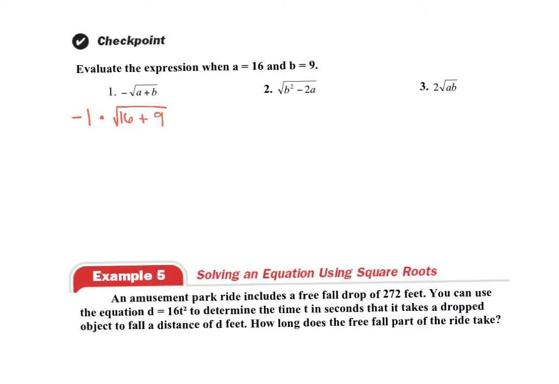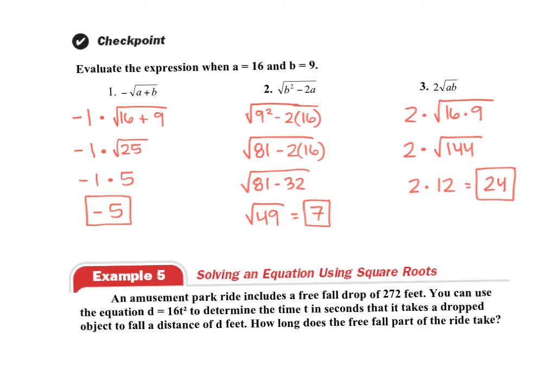So I first have to do what is under the radical sign, which is 16 plus 9, that is 25. Then I take the square root, so the square root of 25 is 5, because 5 times 5 is 25, and negative 1 times 5 is negative 5. So why don't at this point you pause the video real quick, try 2 and 3, and then press play to check your answers. All right, go ahead and check your answers with mine. Notice on each of these that I did what was under the radical sign, following order of operations, then took the square root, then did anything that happened to be on the outside.